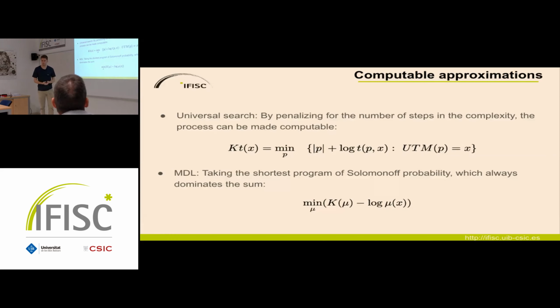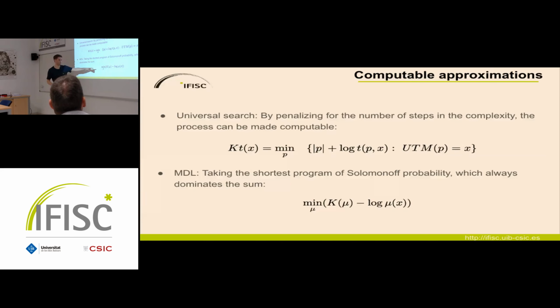Ways to make it computable: we can penalize for the time it takes to run the programs. By using the logarithm of the time, we avoid the computation of infinite loops, and this way we can make the search computable. This is not really feasible because we are searching over all the programs. But some approximations are currently being done, and this is the way that machine learning does it.